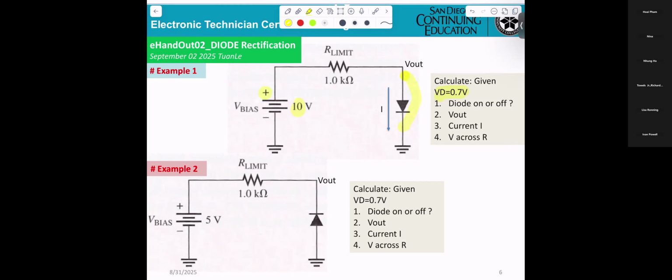How do we know the diode is on or off? One thing I can tell you: if you say the diode is on, that's telling you the V out has to be equal to or higher than 0.7 volt to turn on the diode.